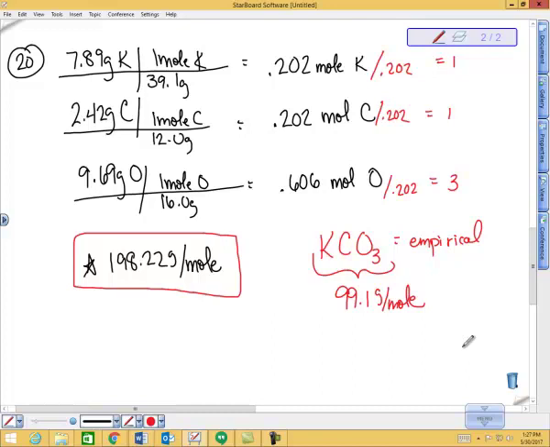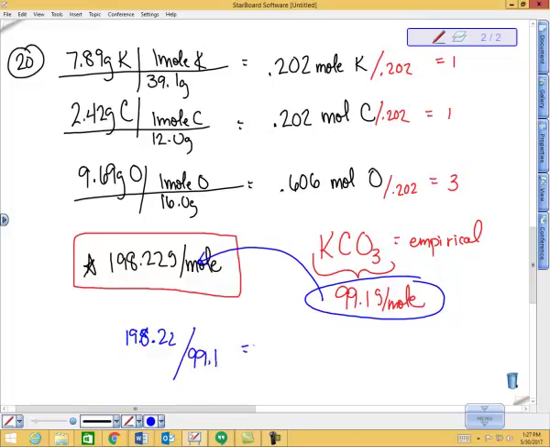What do I do? They don't match. Are they supposed to? Well, maybe, but what do you think I should do now? Yes, ma'am. Yeah. We're going to figure out how many times this mass right here can fit into that mass over there. So basically, we're going to take 198.22 and divide it by the 99.1 just to see how many times it goes in there. And you'll realize it's about 2.